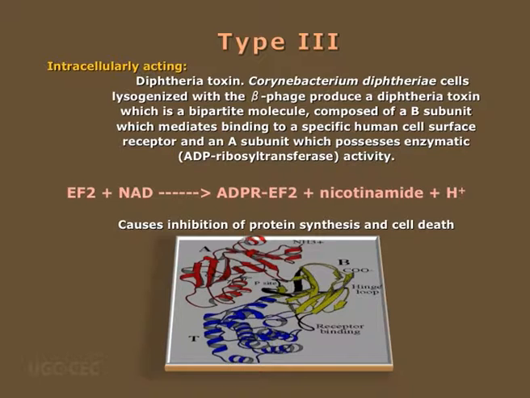And what enzymatic activity? The enzyme is ADP ribosyl transferase. What it does, when it acts with human EF2 plus NAD, it will lead to formation of ADPR-EF2 plus nicotinamide plus H plus ions. And what is the effect of this? Because of the presence of nicotinamide and H plus ion, it causes inhibition of protein synthesis, ultimately resulting in cell death. So, diphtheria toxin will cause cell death eventually.